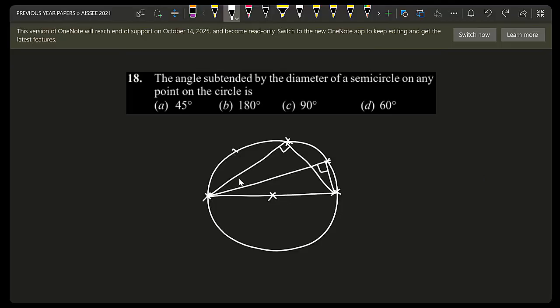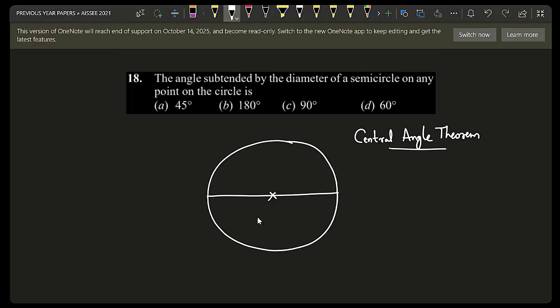But what is the reason for that? Okay. So in geometry, we discussed a theorem called central angle theorem. How many of you remember that? Central angle theorem. What is central angle theorem? That is, the angle subtended by an arc at any point of the circle is half of the angle subtended at the center.